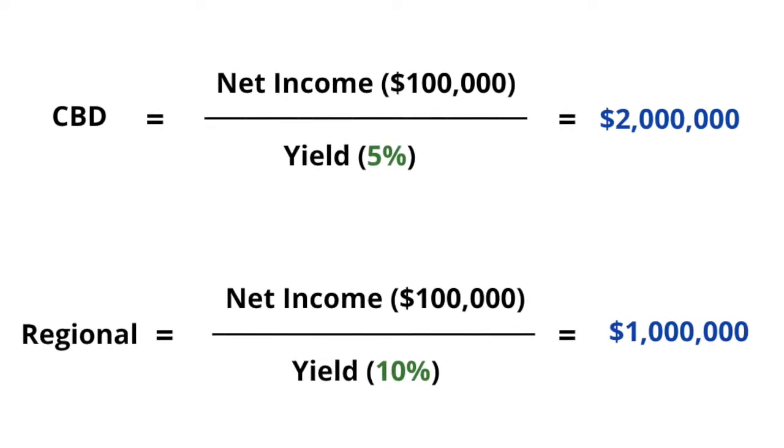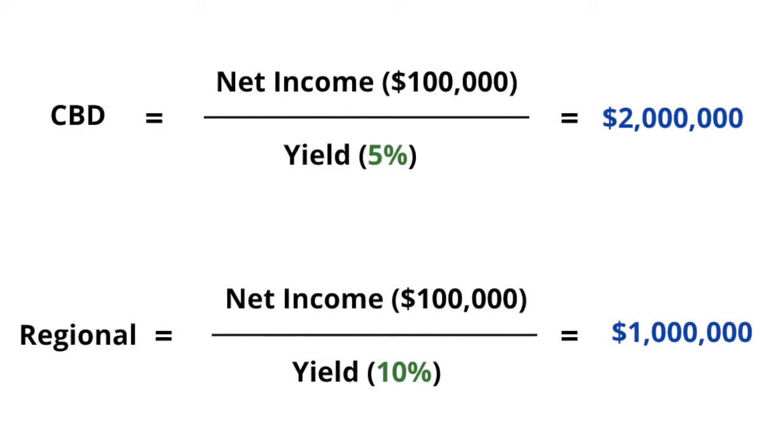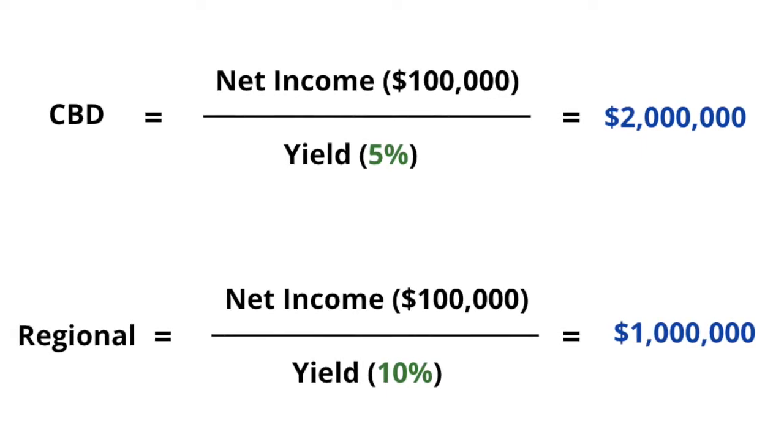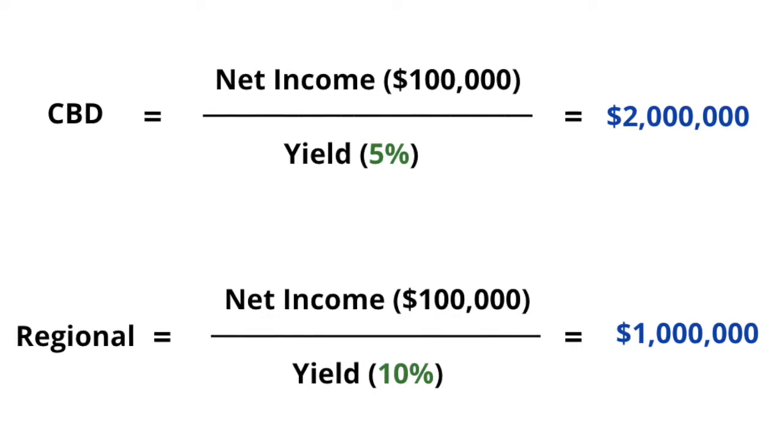So as the yield decreases, the price increases, and vice versa. As the yield increases, the price decreases. It's just something to play around with when you're looking at that formula. Once you get the hang of it, it becomes quite easy once you look at it from an investor's point of view of what return am I prepared to accept for this particular type of property.